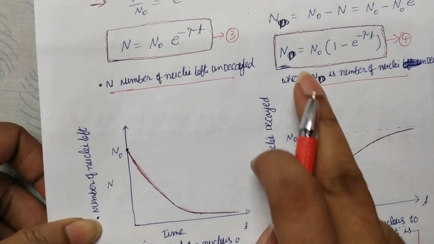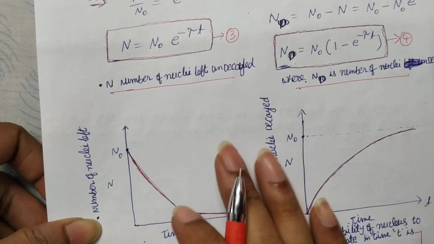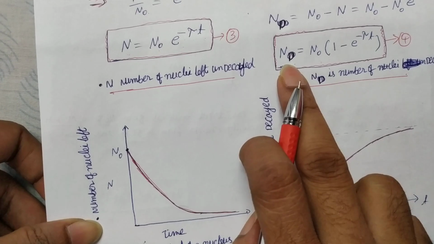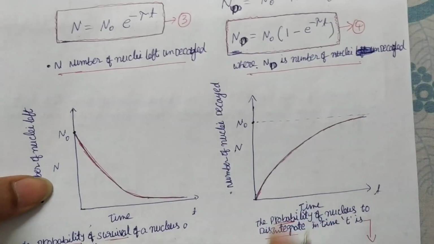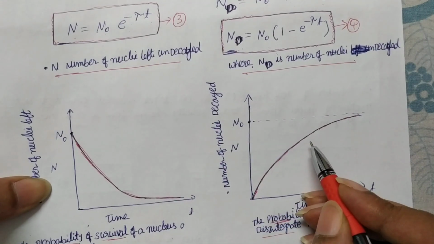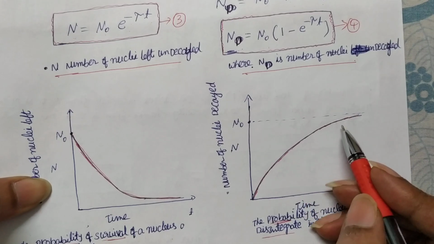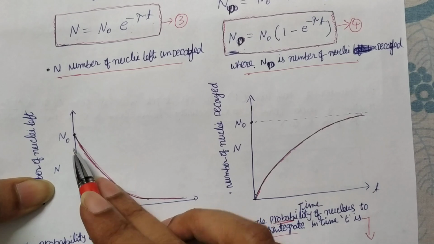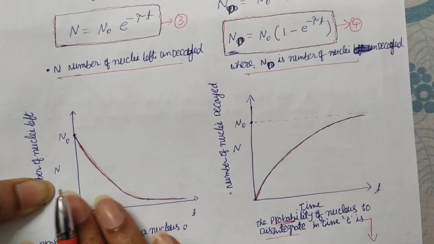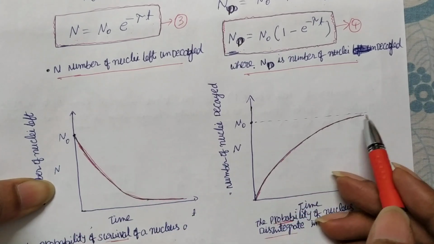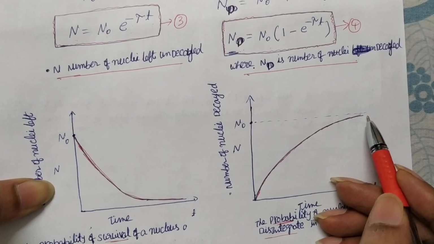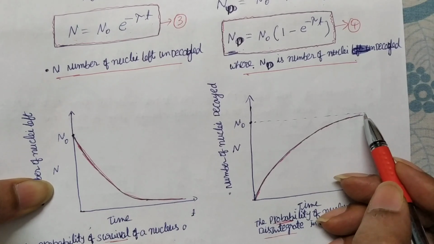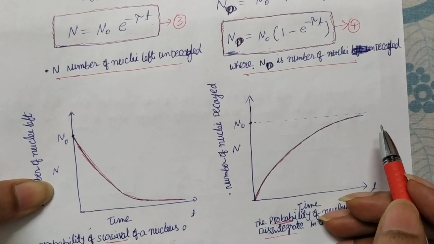Similarly, consider the number of nuclei converted from parent to daughter nuclei, or the number of nuclei disintegrated. Initially there is a fast increase, but after a long time it won't reach the maximum value. For the initial number N naught to completely convert into daughter nuclei, it takes infinite time, a very long time. That's why it is never able to reach the maximum value. All nuclei are not able to convert.